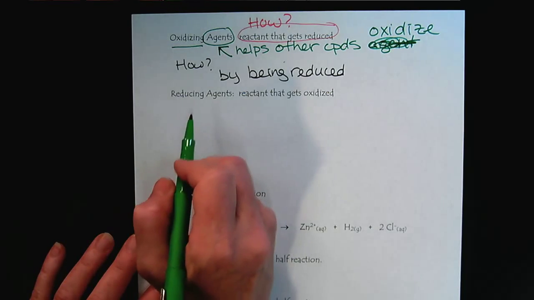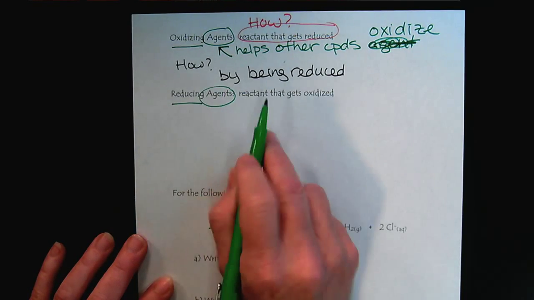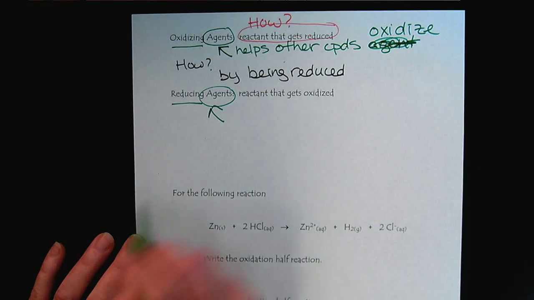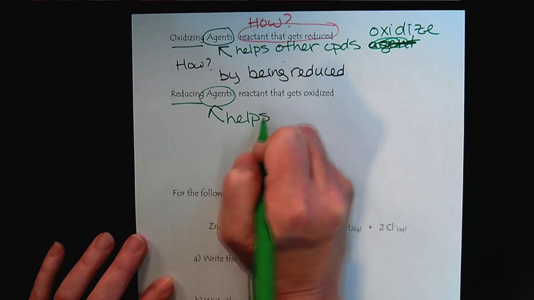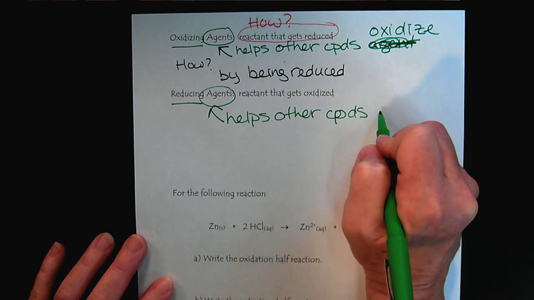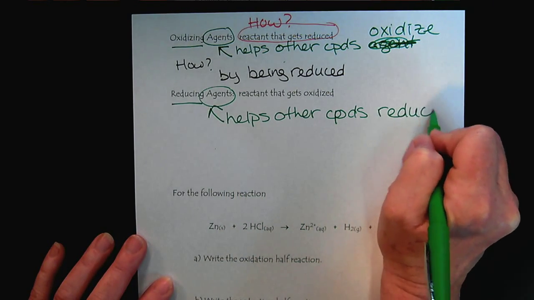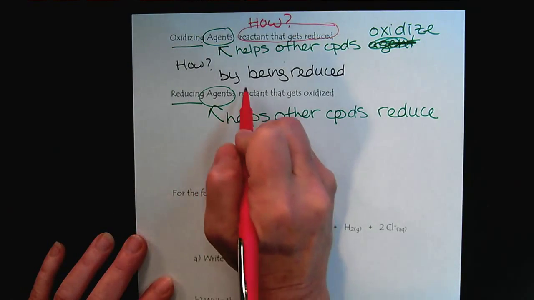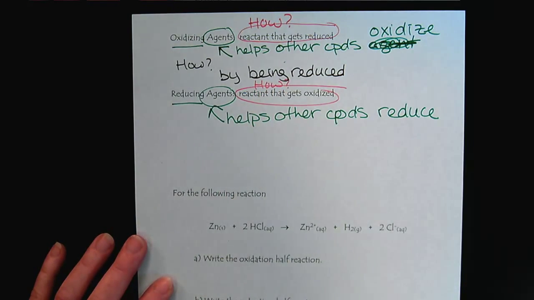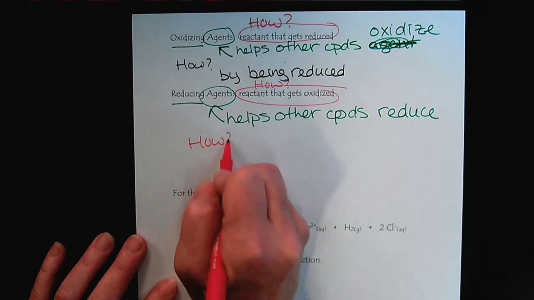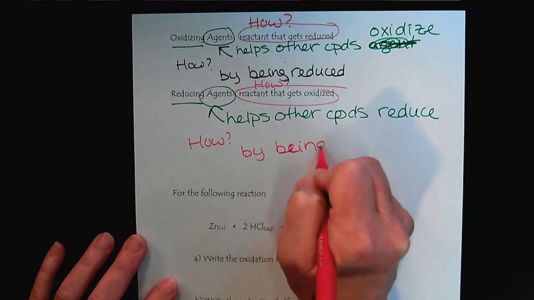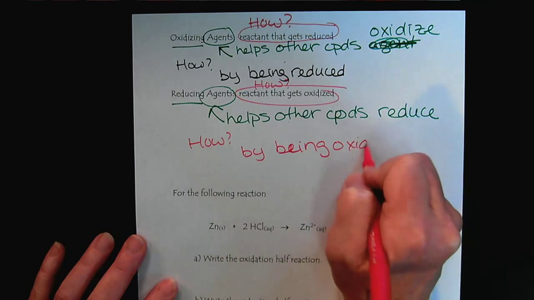Now let's look at reducing agents. It's the same idea: a reducing agent gets oxidized. So it's an agent of reduction. A reducing agent helps other compounds reduce. And how does a reducing agent work? By becoming oxidized, because it's always a complement. Both reactions have to occur together.